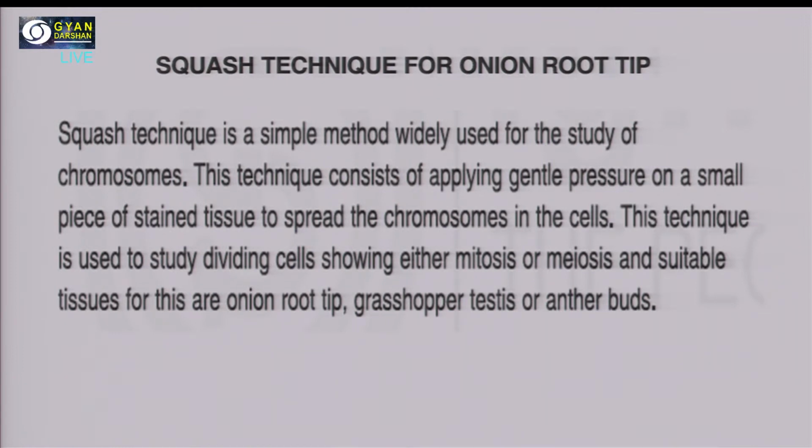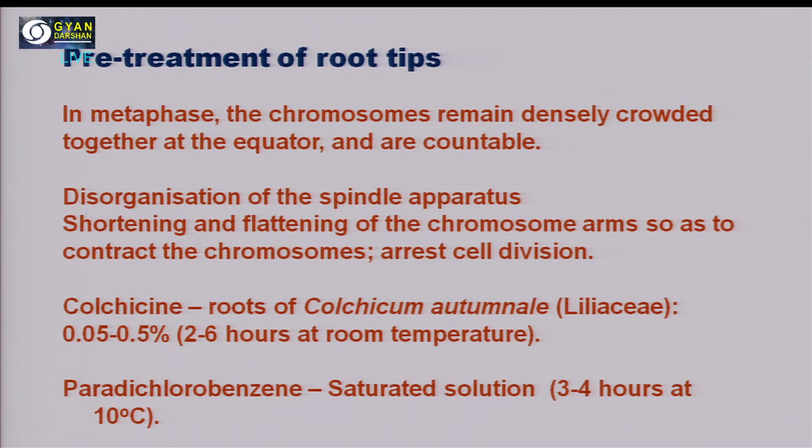Now, one thing has to be remembered, that normally we prefer the metaphase stage in the cytological preparations. Why metaphase? Because you must be knowing that metaphase is the stage where the chromosomes are countable, where they align themselves at the equatorial region, and so the chromosomes are easily countable. That is why our main purpose is to get as many metaphase stages as possible in the cytological plate. So for that, what you need to do is first pre-treatment of the root tips.